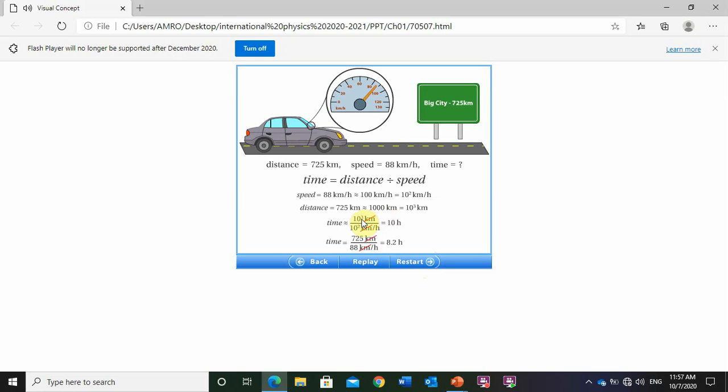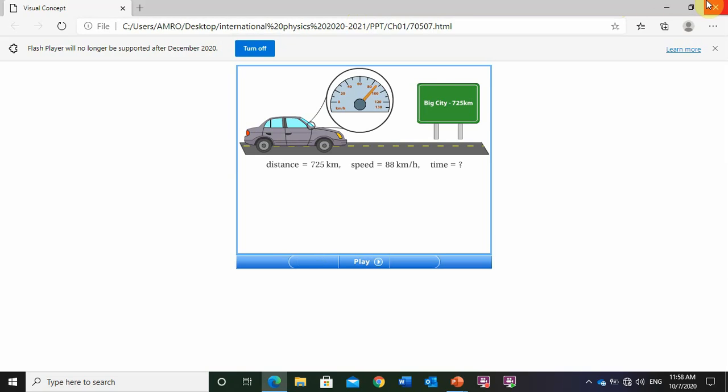Okay, 10 to the power of 3 is 1,000, and 88 kilometers per hour is this. The result will be, of course, here, like 10 to the power of 2, because 88 is approximately 100 kilometers, which is 10 to the power of 2. Let's go back to my PowerPoint.